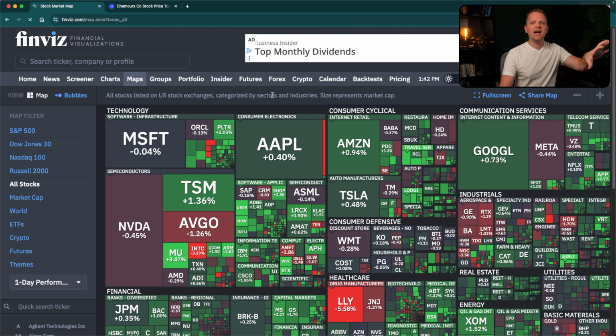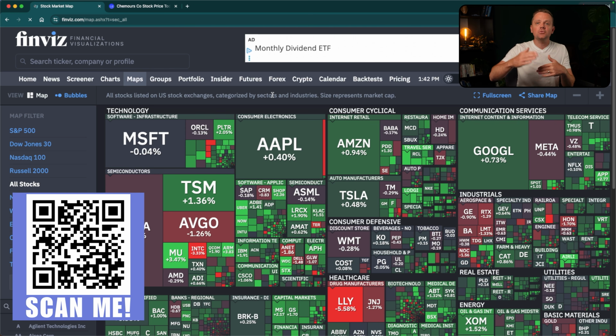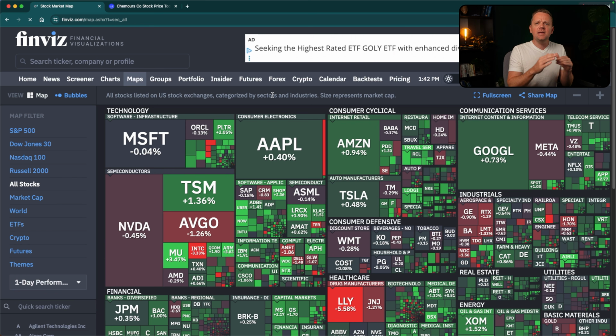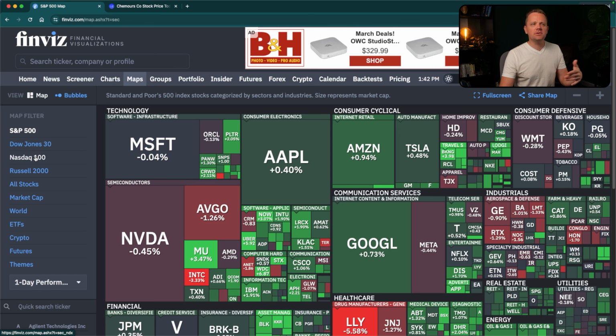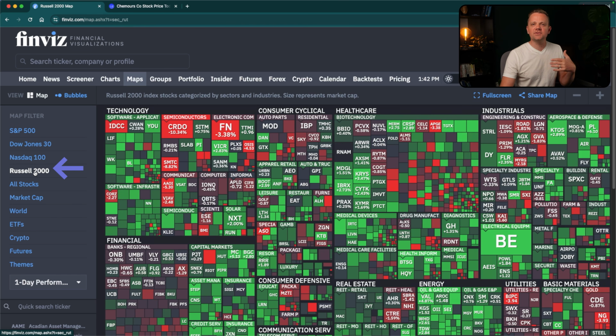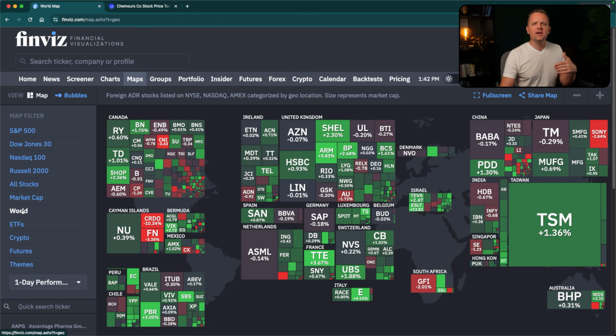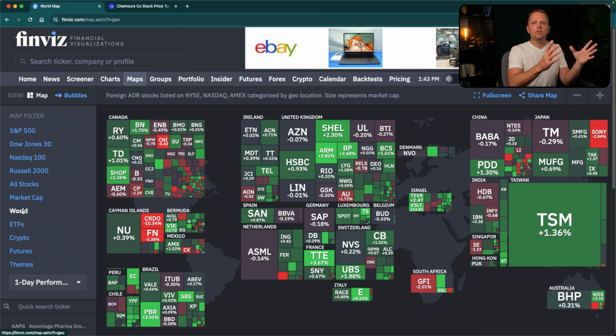So green tiles mean the stocks are up, red means it is down. And the brightness of the color tells you the actual magnitude. So a bright green is up significantly and a muted green is kind of barely moving. And again, you could toggle between different views. You can look at the S&P 500 or the Russell 2000 and even a world view if you want to see what's happening on a global scale.